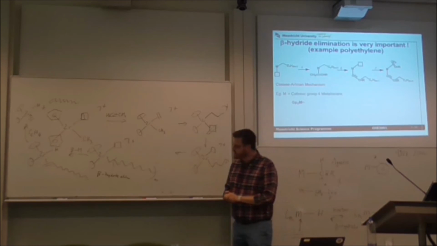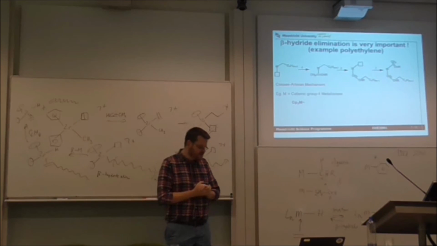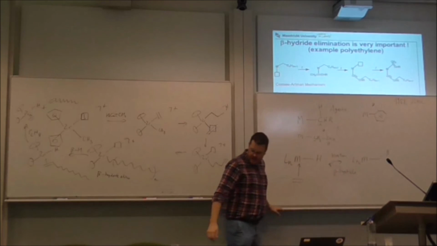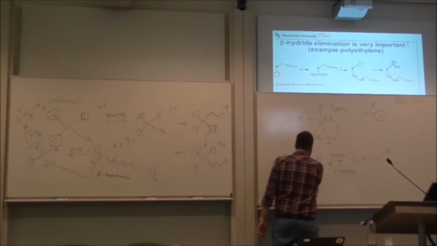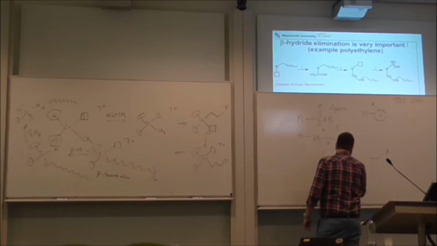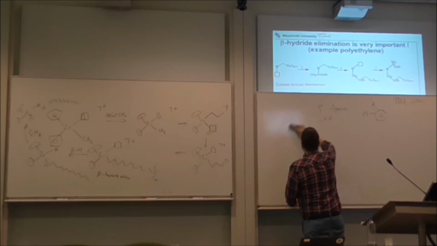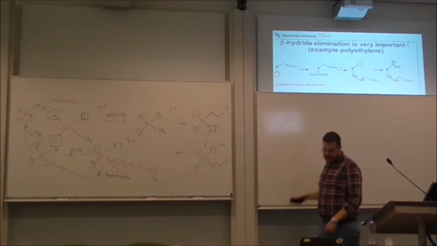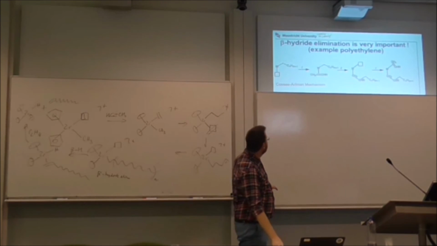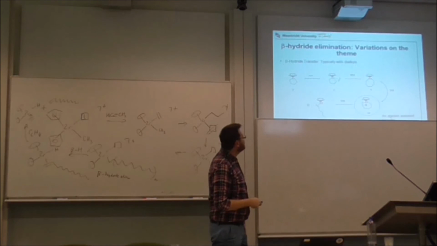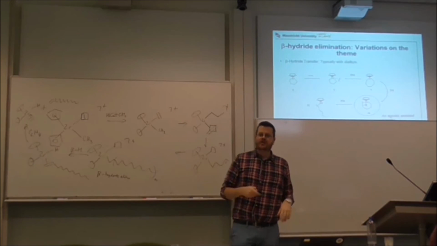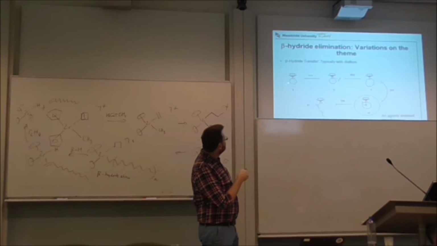Now, we've discussed beta hydride eliminations. This is the last thing for this lecture. Well, not really, actually, there's one other thing I want to discuss. We've discussed beta hydride eliminations where we start off with an alkyl compound. It undergoes beta H elimination, and we get an alkene hydride. Now, this is a variation on that, a variation on the theme, where we don't start off with an alkyl, we start off with a dialkyl.